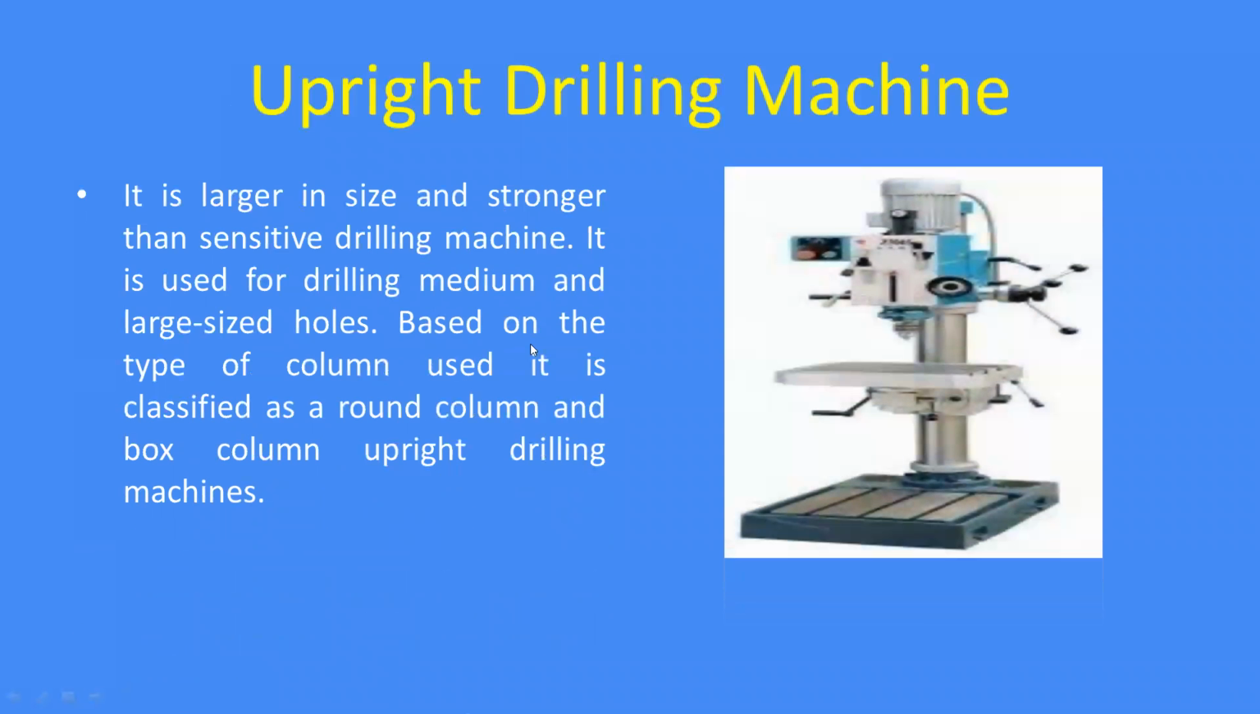Next one is the upright drilling machine. It is larger in size and stronger than the sensitive drilling machine. It is used for drilling medium and large sized holes. So based on the application, we change our drilling machine. We can use this upright drilling machine for drilling large sized holes. Based on the type of column, it can be classified into round column and box column upright drilling machines.